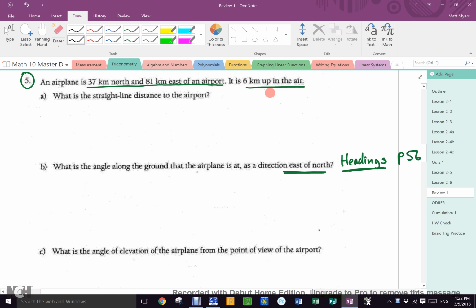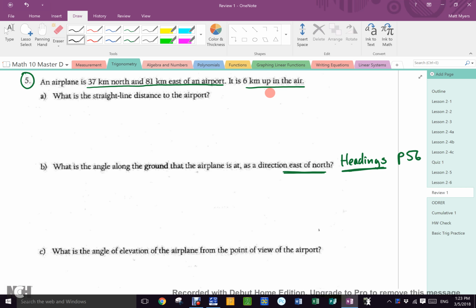Because it says it's a straight line distance, it means the distance from ground to air. Absolutely right. The airplane is in the air. So you must use a triangle to find out where it is on the ground, but then you must use a triangle to find out where it is in the air. So you must use two triangles.